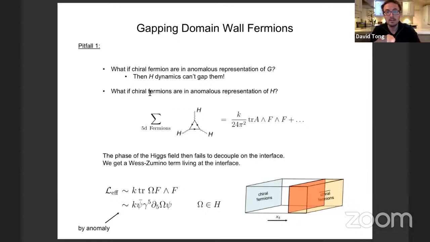Well, in that case, if the theory on one edge is anomalous under H, then the full 5-dimensional theory will have a Chern-Simons term for H, because it's the same sum of triangle diagrams that one has to do in both cases. So if the theory on one edge is anomalous under H, there'll be a Chern-Simons term with some coefficient K that captures the anomaly in 5 dimensions.